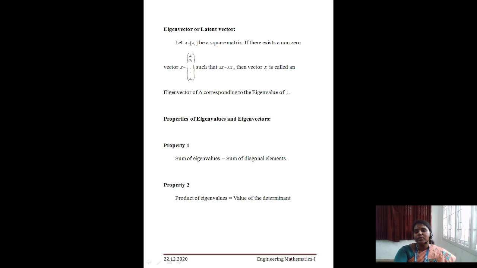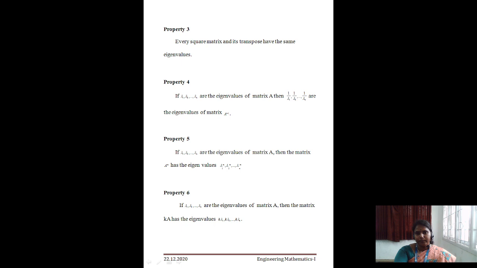Then the next is the product of the eigenvalues. Similarly, for finding the product, you don't need to find the eigenvalues directly. Indirectly, if you want to find the product of the eigenvalues, you only have to find the determinant of the given matrix. So the product of the eigenvalues is equal to the determinant of A. For the sum, you add the diagonals. For the product, you find the determinant.